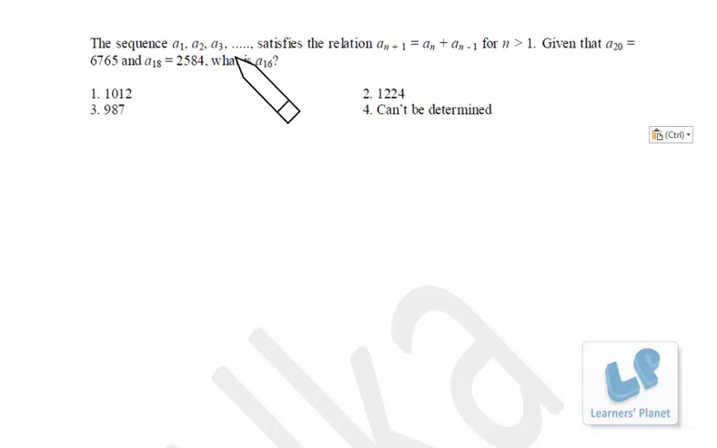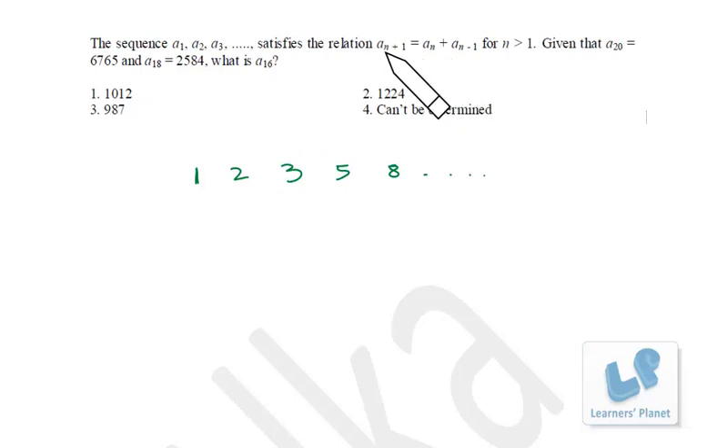Okay, the sequence A1, A2, A3 satisfy the relation A(n+1) is An plus A(n-1) for n greater than 1, given that A20 is this and A18 is this. What is A16? Okay, so precisely A(n+1) is equal to An plus A(n-1). That means the next term is sum of the previous two terms, right? So I just can put up very simple example. Suppose first term is 1, second term is 2, then the third term will be sum of these two, fourth term will be sum of these two, like this.